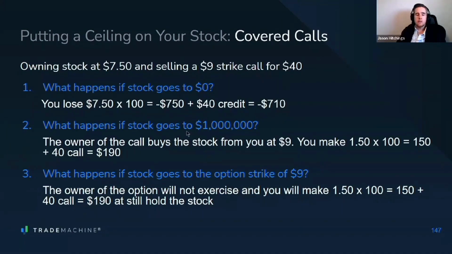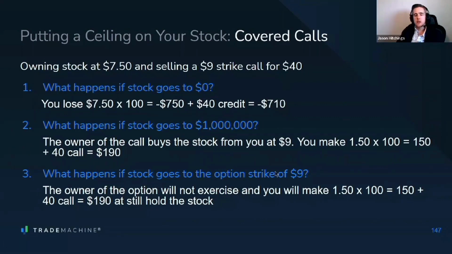If it goes to 1 million, well, you gave the right to your stock away at $9. So you're not going to benefit above $9. So you make $150 on your stock plus $40 on the call, and then you walk away with $190.